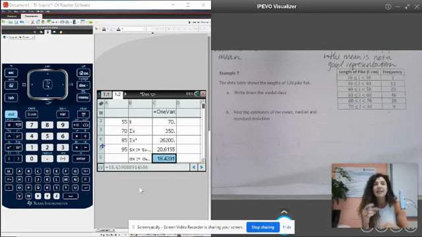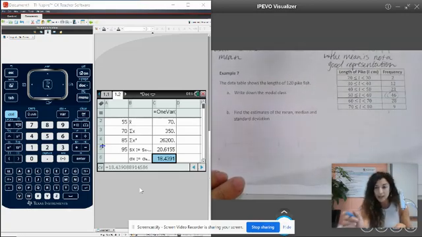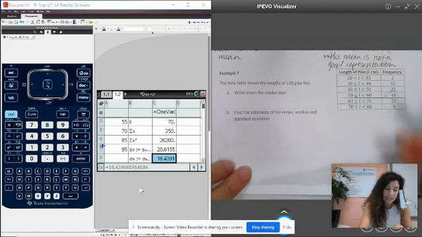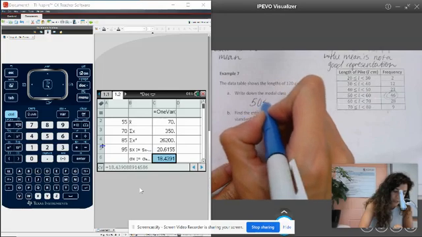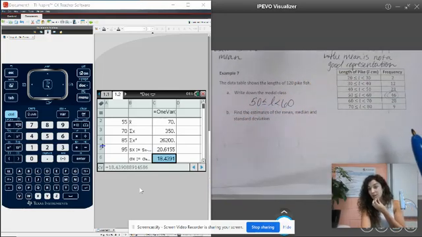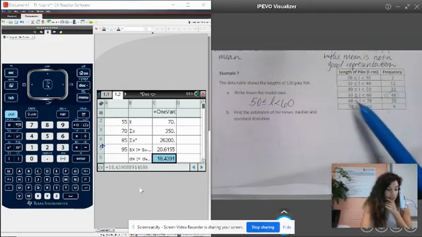And remember that the modal class is playing off of the word mode, and mode means it has the highest frequency. So the highest frequency here is 46. The modal class then is the range that includes that 46. That's 50 and 60. So 50 to 60. So the highest frequency of this data happens between the range of 50 and 60.